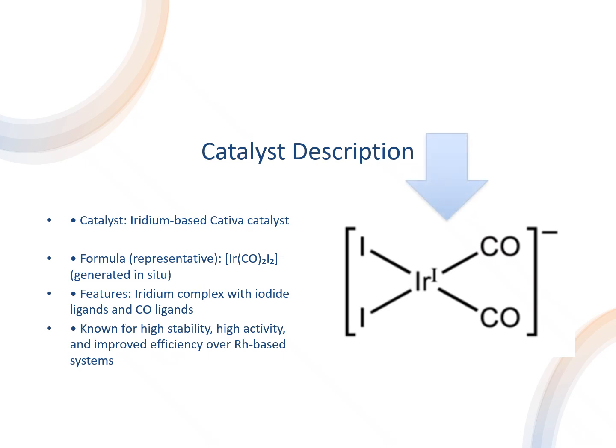It's usually represented as this structure shown on the right, and the central iridium atom is coordinated to two carbonyl ligands and two iodide ligands, creating a square planar arrangement that stabilizes the metal center and makes it highly effective for catalytic carbonylation. The carbonyl ligands help activate and bind carbon monoxide, while the iodide ligands assist in key steps in the catalytic cycle like oxidative addition.